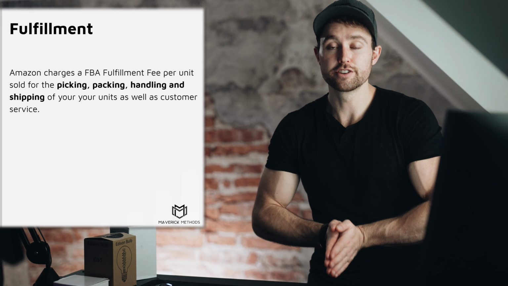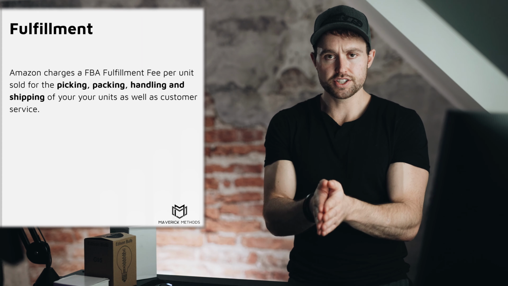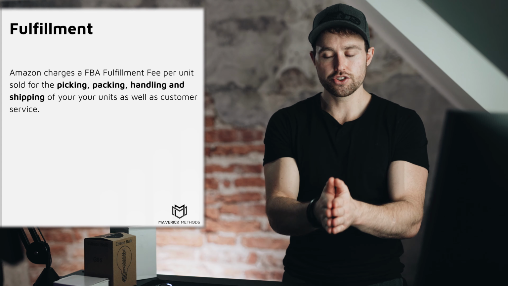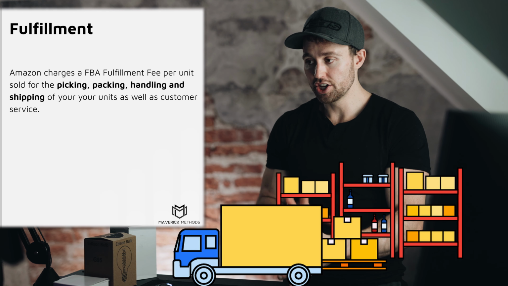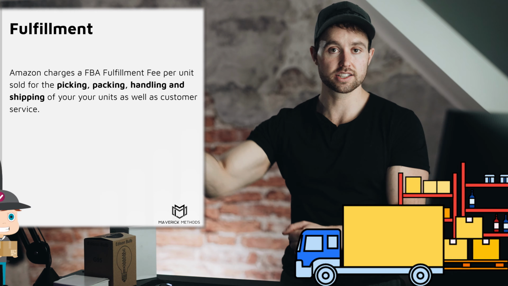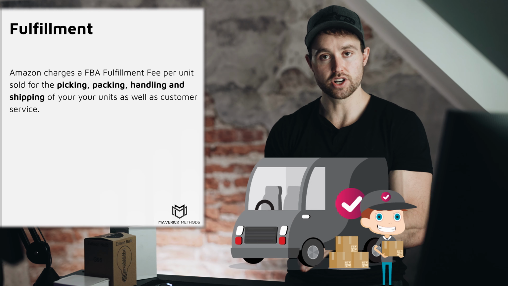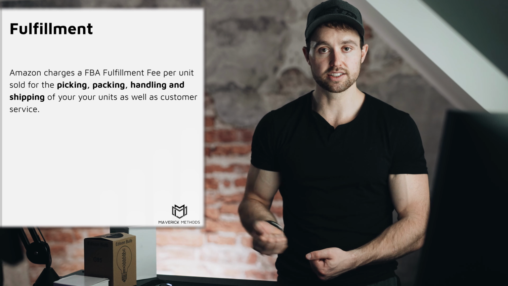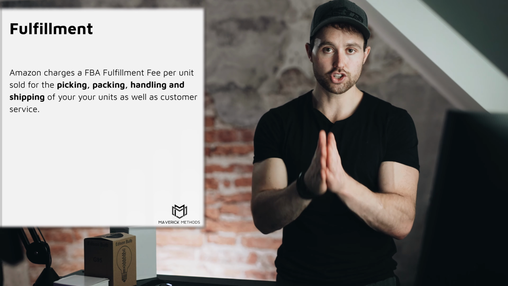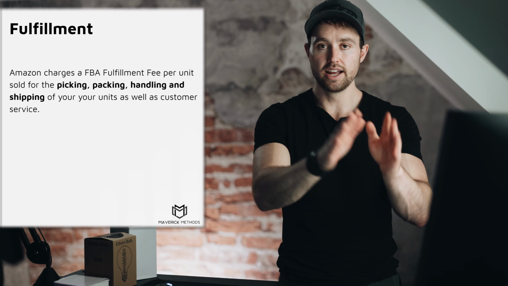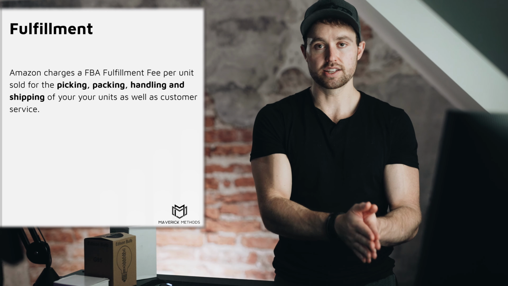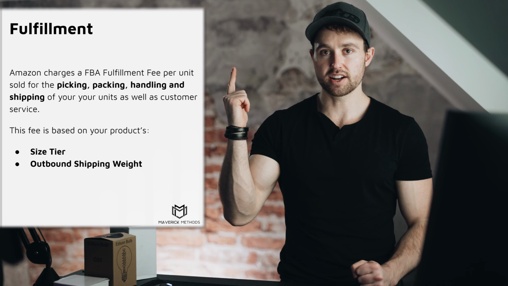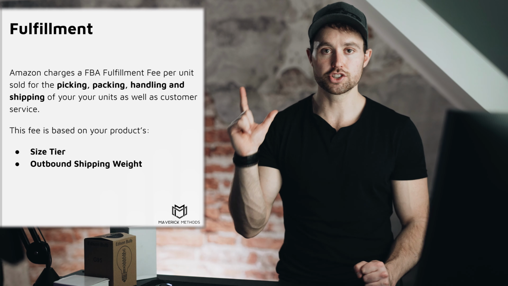Next is FBA fulfillment fees. Now, this is what Amazon charges you per item fulfilled, and they charge you this for picking, packing, handling, shipping out your product to the customer, handling that customer service relationship, and dealing with customer returns if the customer wants to return the product. So they handle all of that for you, and they charge you a set amount per unit. But this is not based on sell price. This fee is based on your product's size tier and your product's outbound shipping weight. These two are extremely important.